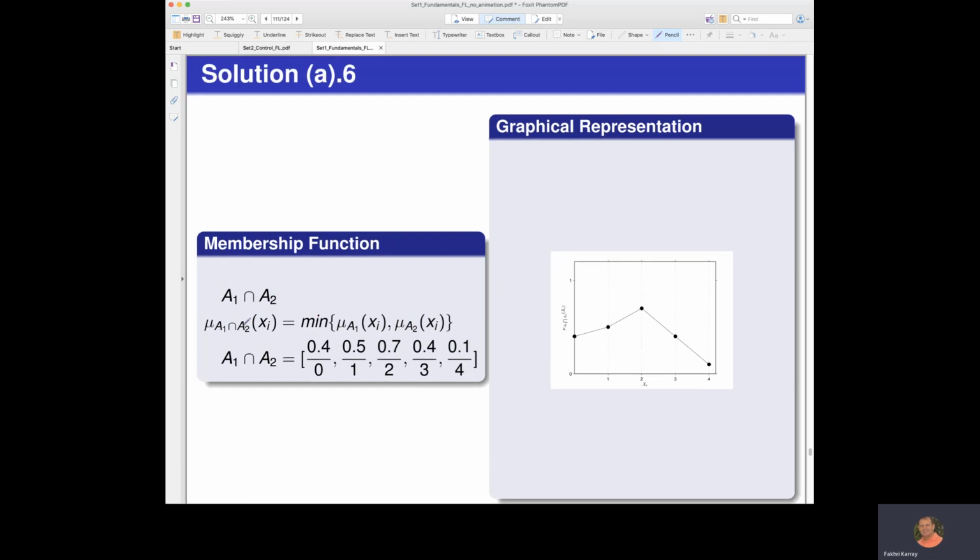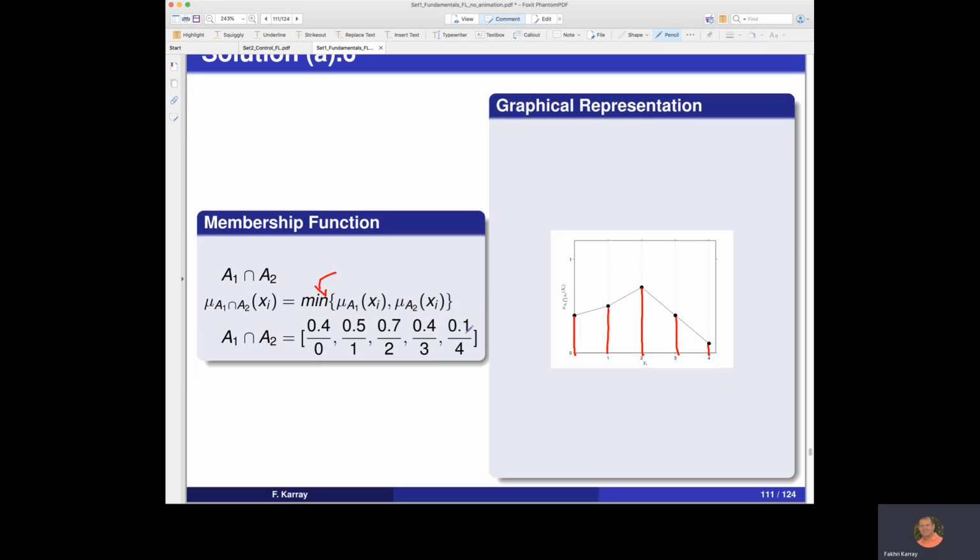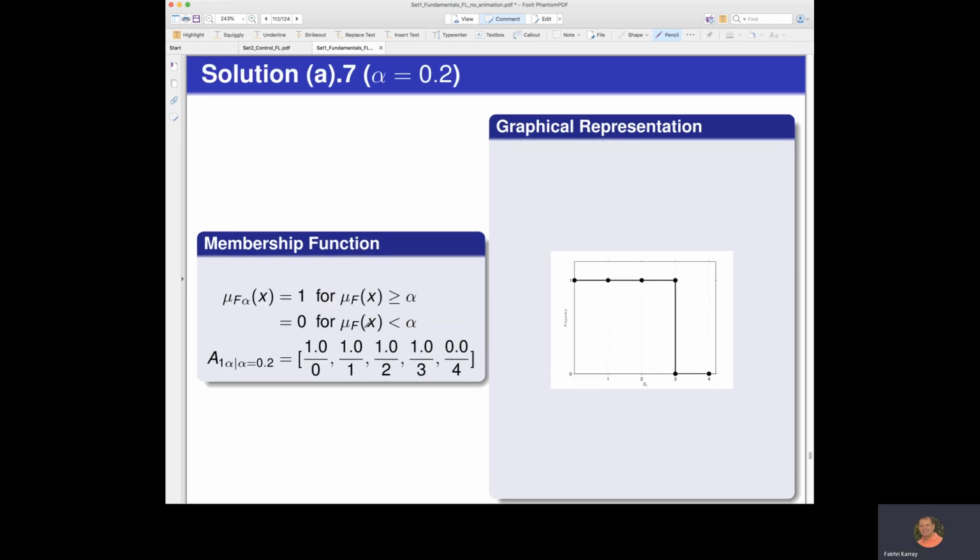The same thing for A1 intersect A2. This is the default T-norm. As we did before, we compute the smallest among A1 and A2, and it gives us these particular values: 0.4, 0.5, 0.7, 0.4, 0.1. Okay, the membership function now.